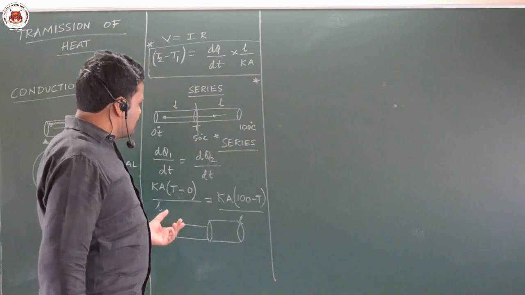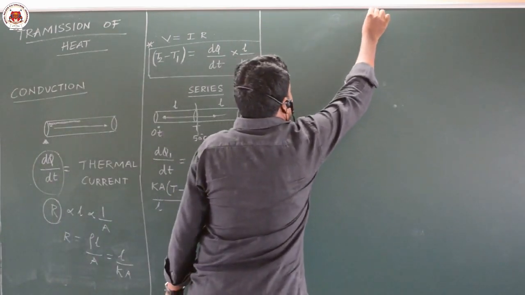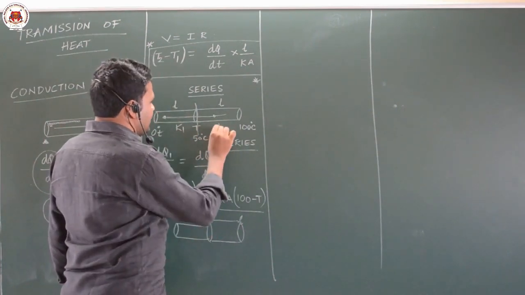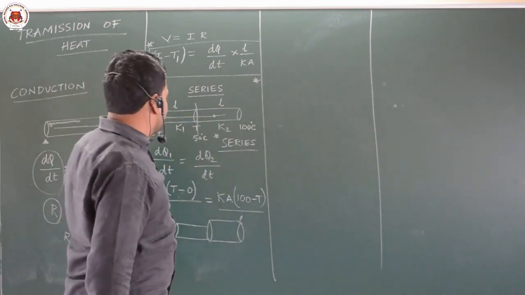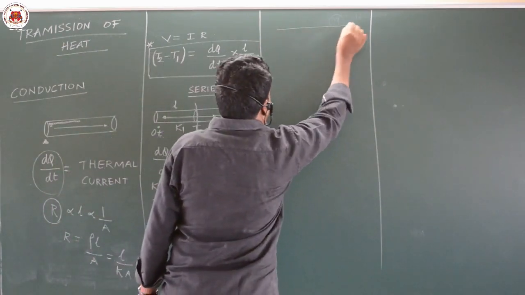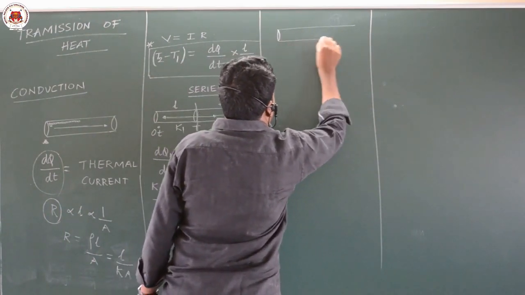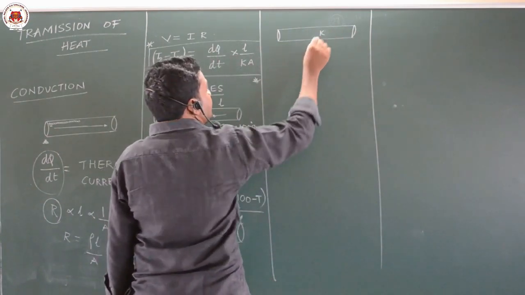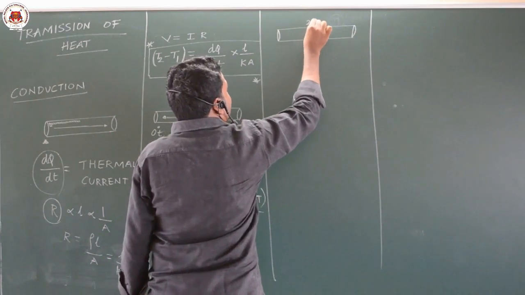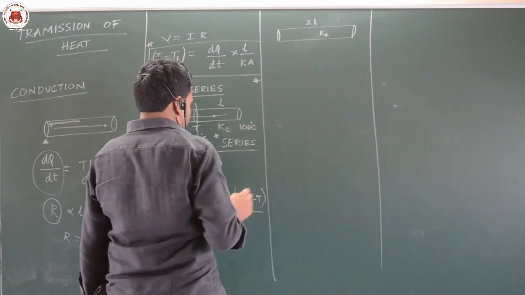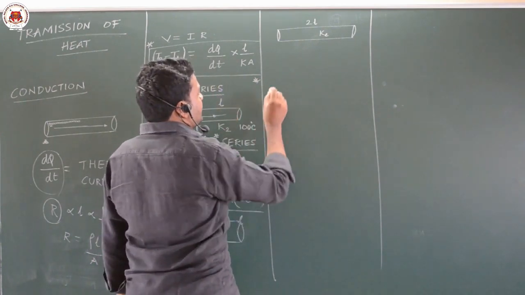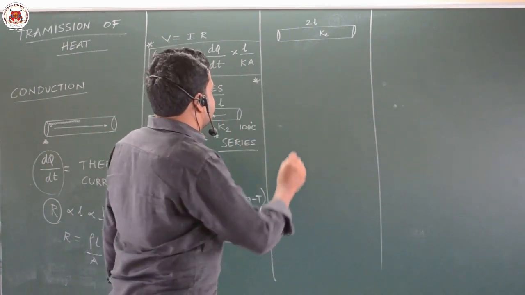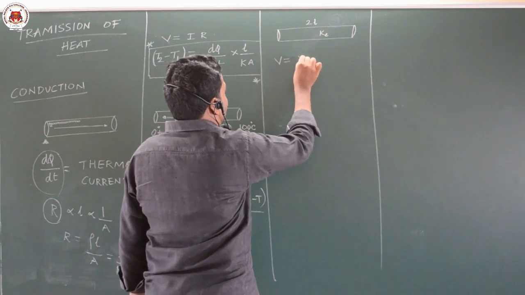For series combination, if they ask for effective conductivity, same question, one rod is having a conductivity K1, the other is having a conductivity K2. Then find the effective conductivity. Effective conductivity means the total rod is acting like a single rod having a conductivity K effective. And what will be the length of this rod? 2L. So, in series combination, what is added? Potential difference is added. And in series combination, V is equal to V1 plus V2.